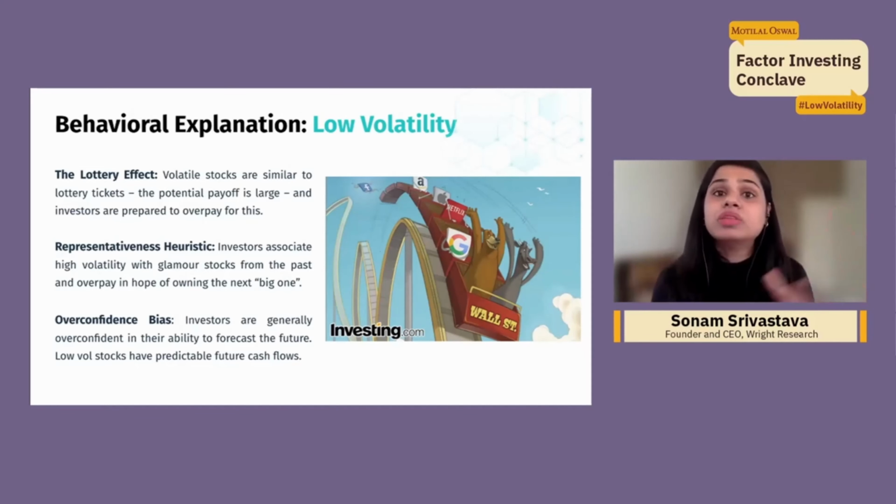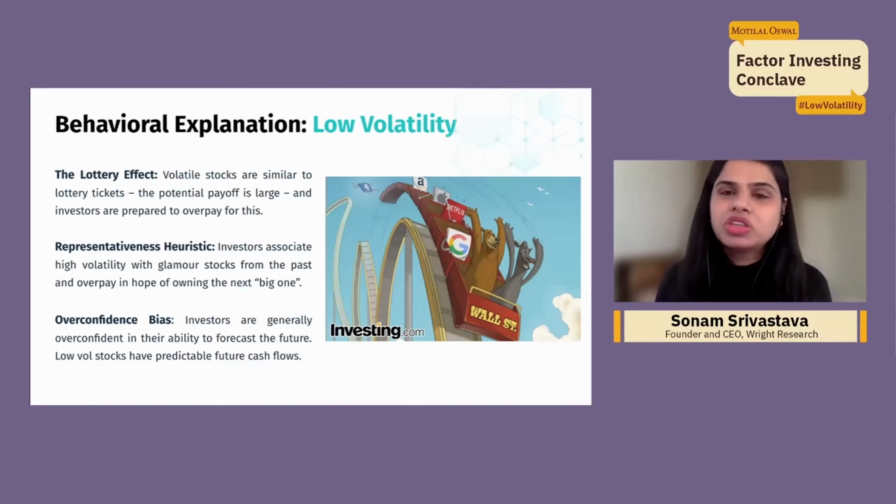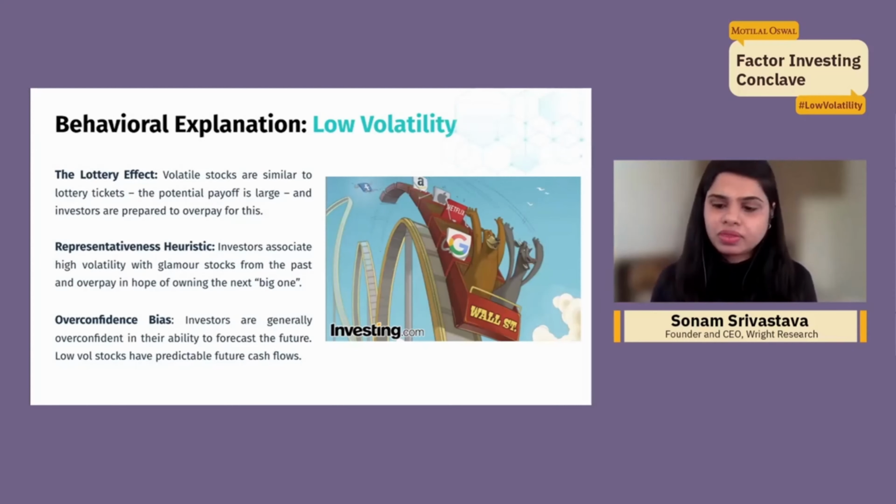They want to find out something that's going to really outperform and give a boost to their confidence in their ability to stock check. So they ignore the low volatility stocks and they go for the high volatility stocks, which is why the opportunity in low volatility stocks continues to go by.